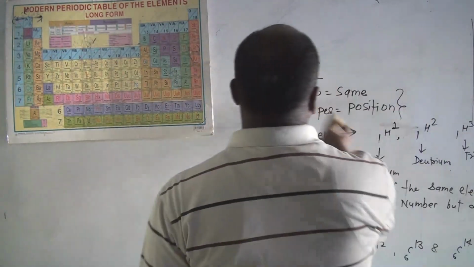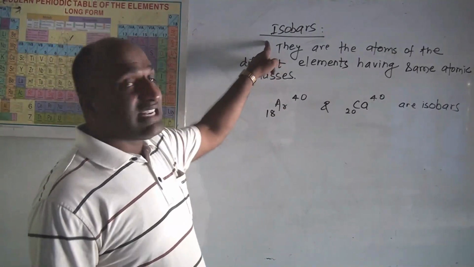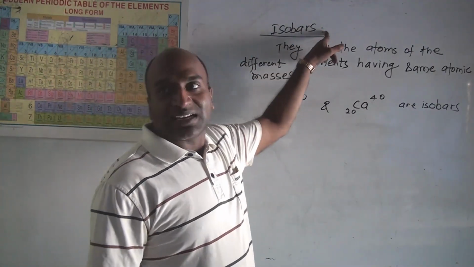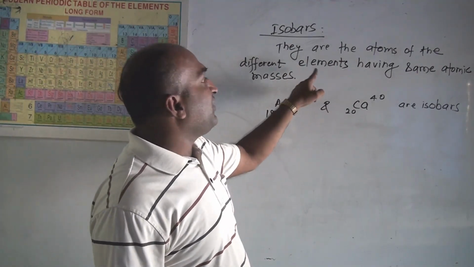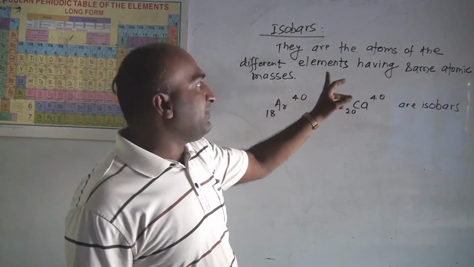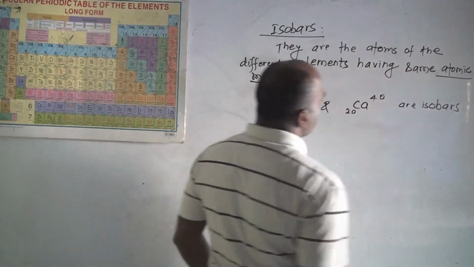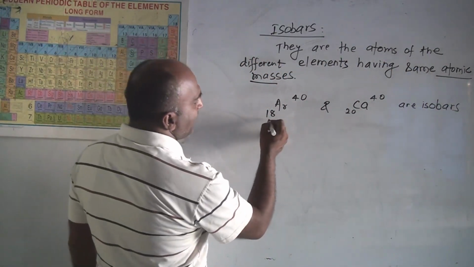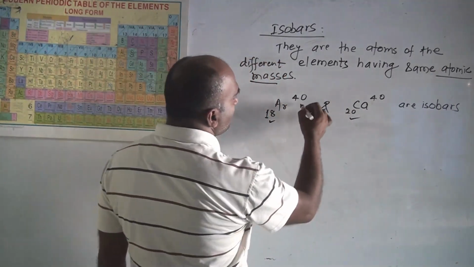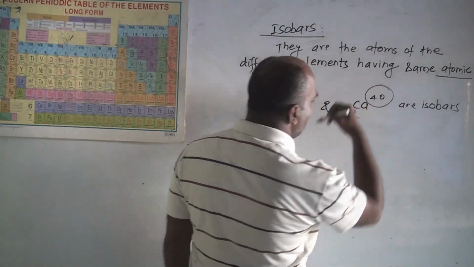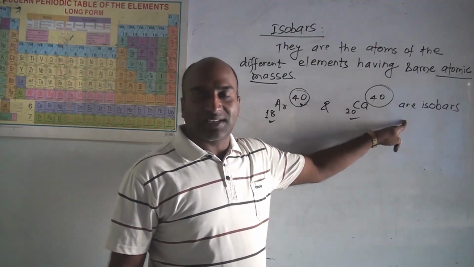Now, the next term is isobars. Isobars are atoms of different elements having the same atomic masses. We should know this property of isobars: the atomic number is different as the atom is different, but the atomic mass is the same. Argon and calcium are examples of isobars.